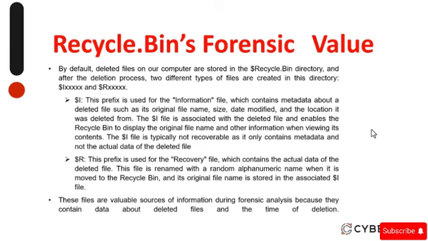The $I file is typically not recoverable as it only contains metadata and not the actual data of the deleted file. $R. This prefix is used for the recovery file, which contains the actual data of the deleted file. This file is renamed with a random alphanumeric name when it is moved to the recycle bin, and its original file name is stored in the associated $I file. These files are valuable sources of information during forensic analysis because they contain data about deleted files and the time of deletion.